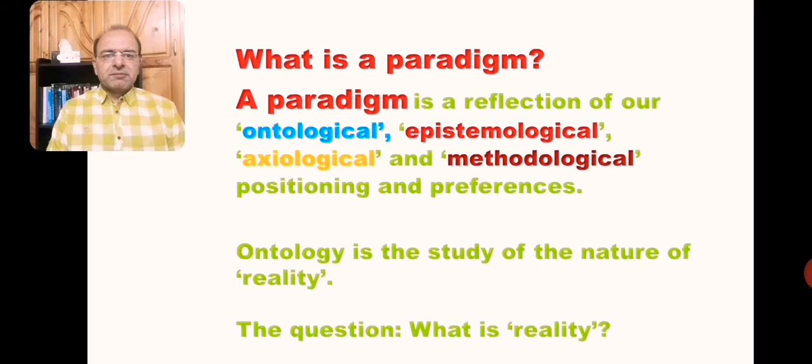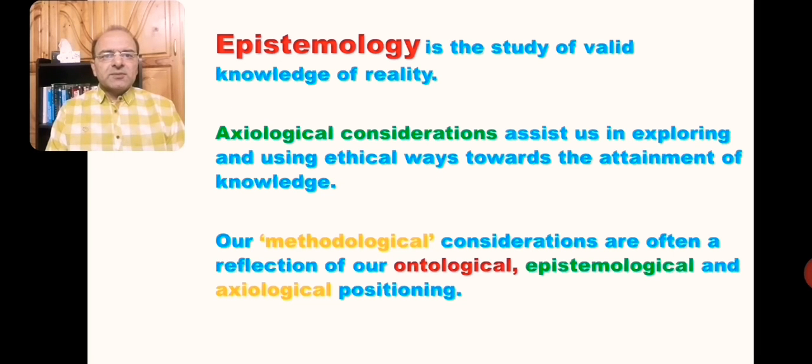So, what is reality? The central question that ontology is concerned with is what is reality, or what is the nature of realities? In this case, social reality. Epistemology is the study of valid knowledge of reality. So, how we get to reality is a question that is responded to in epistemology. Axiological considerations assist us in exploring and using ethical ways towards the attainment of knowledge. One can have knowledge through maybe unethical ways, but as researchers, this should be our concern that we follow ethical ways in getting access to knowledge.